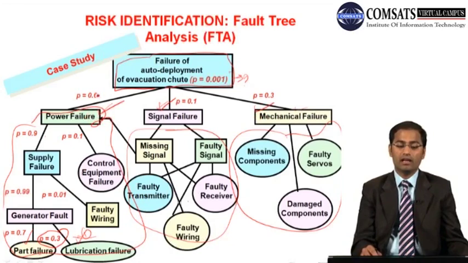पावर फेलियर की प्रोबेबिलिटी कितनी है, सिग्नल फेलियर की प्रोबेबिलिटी कितनी है, और मैकेनिकल फेलियर की प्रोबेबिलिटी कितनी है. तो आपने वो निकाल ली. जब आपने वो निकाल ली तो यहाँ देखिए ये लिखा हुआ है P is equal to 0.001. So 1/1000 is the probability of that. अब ये जो 1/1000 आया ये कहाँ से आया?